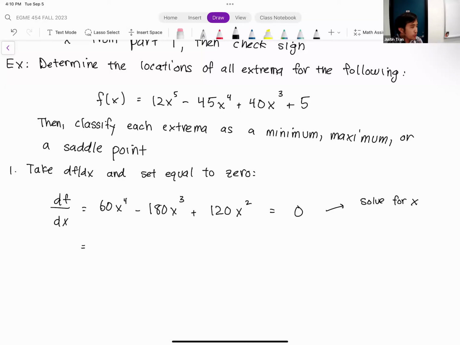All right, so now that we have the first derivative and we've set it equal to 0, now we're going to need to solve for the values of x that make this expression 0. Okay, so we're going to take this and solve for x. So let me go ahead and simplify this a little bit. So let me go ahead and factor out 60x squared. That's a common factor for all of these terms here. So we factor out 60x squared. And then inside the parentheses, what we're left with is x squared minus 3x plus 2.